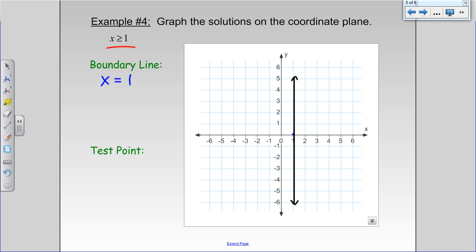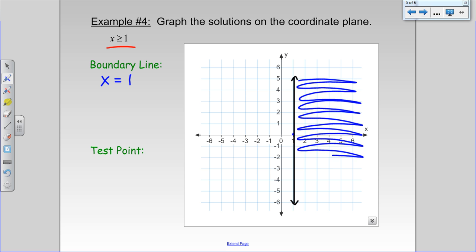Now to shade, we simply look at our inequality and see that we want all the points that are greater than or equal to 1 for their x-coordinate. That will be the points to the right of our boundary line. So we can shade all of those points to indicate the solutions of our inequality.